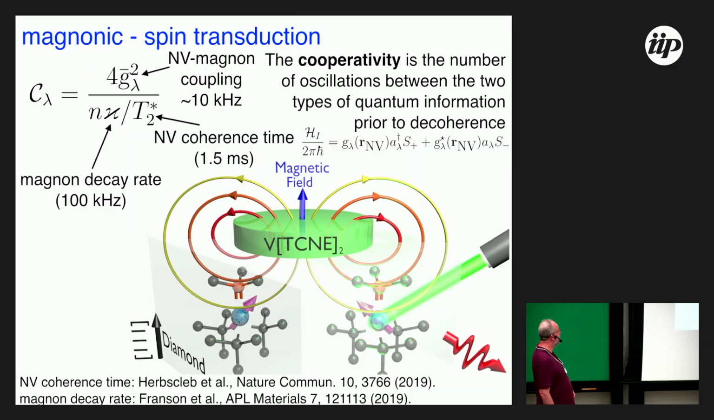Okay, and then we calculate the cooperativity, which is related to that NV-magnon coupling, which for reasonable parameters is about 10 kilohertz. And then we use experimental NV coherence times and magnon decay rates, and we get a cooperativity that can exceed 1. I will mention that this configuration with a magnetic field out of plane is required because that's how we get these modes that are confined to the edge.